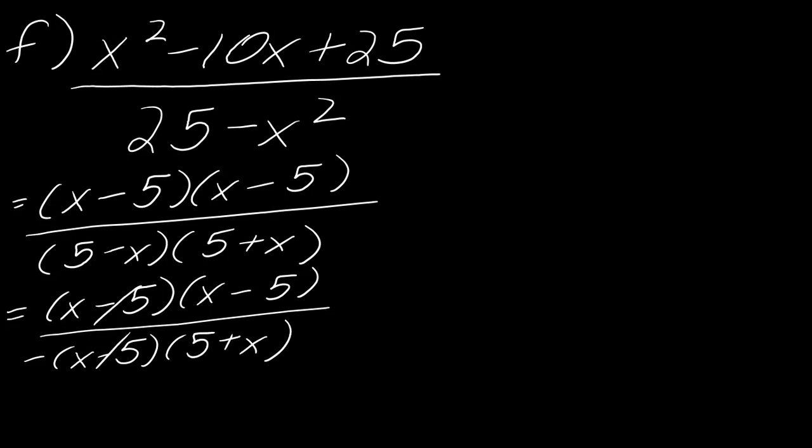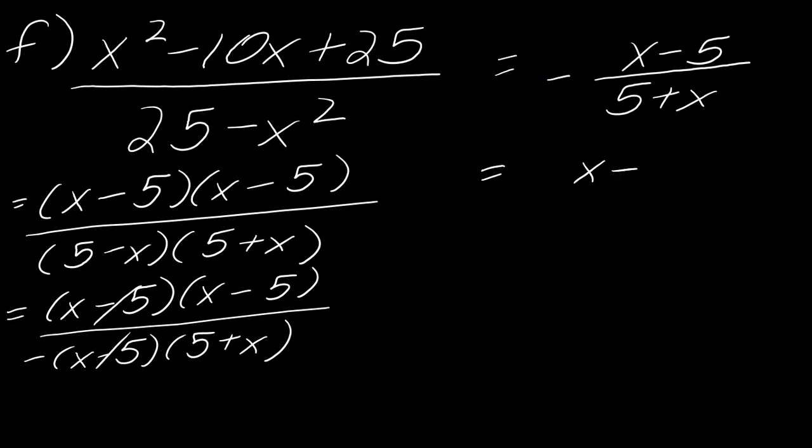So cancel those out, and so now you get negative x minus 5 over 5 plus x, and you can't really go any farther with that. Now notice where I put the negative in this case. I put the negative here in the middle. Alternatively, I could have written this as x minus 5 over negative 5 plus x. So that would totally work.